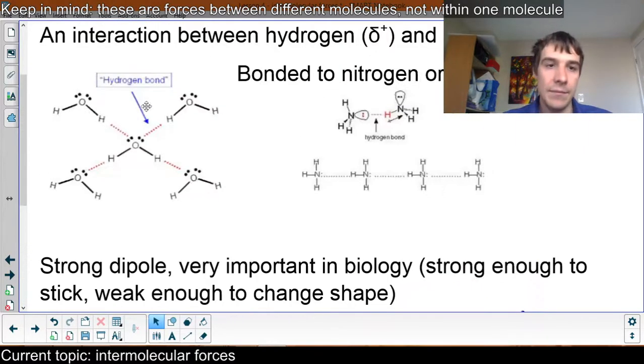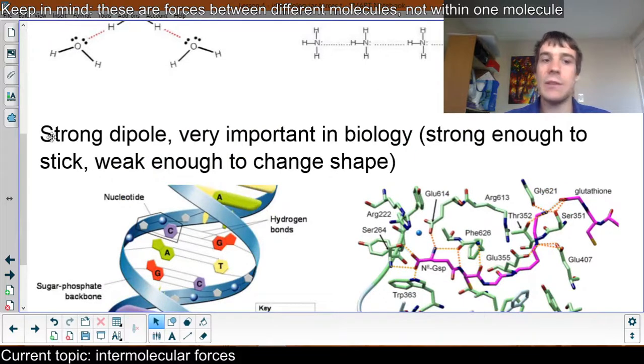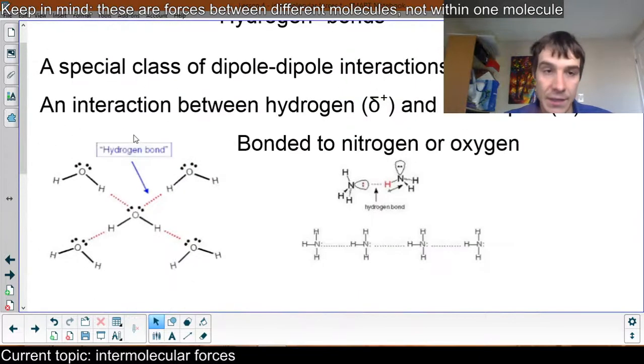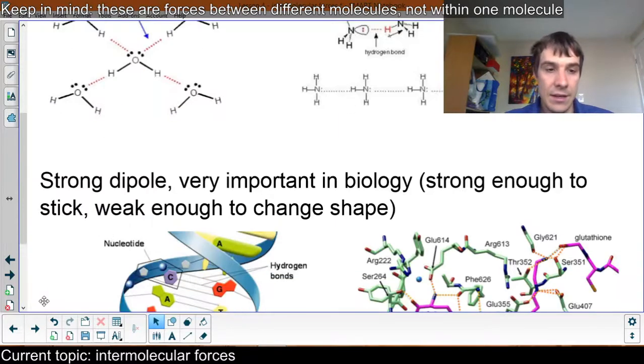So hydrogen bonds are really just very strong dipoles, and you have to know this, they're specifically a hydrogen bonded directly to an oxygen that is coordinating to a lone pair on a different oxygen or nitrogen. So that is a hydrogen bond. It's a very strong dipole.